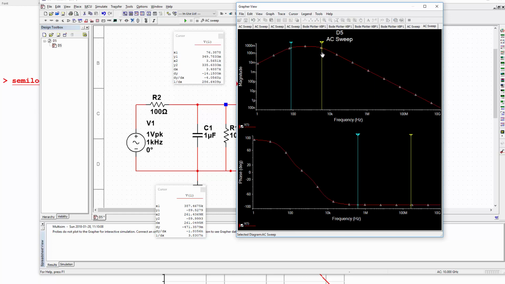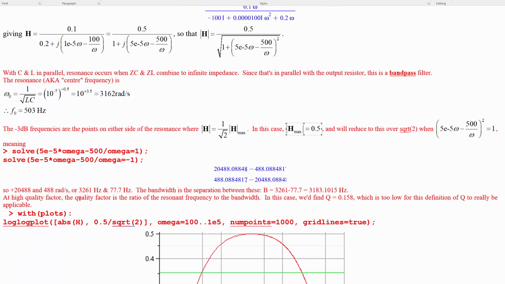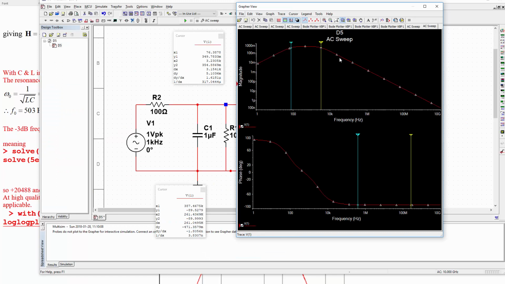On the other side, looking at the Y2 for that cursor, we are looking for where this is around 350. If it's too hard to be this precise, one thing you could do is go back and reduce the frequency range. Here we've got 3.2K in terms of the frequency. Let's see what we found again. That was 3261 hertz and 77.7 hertz. So that's pretty good. We found our 3 dB frequencies.